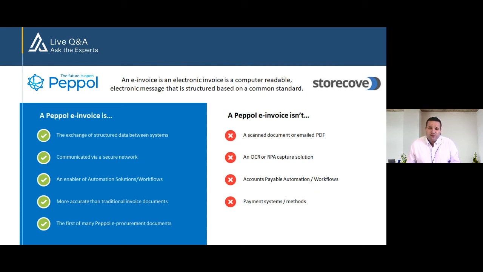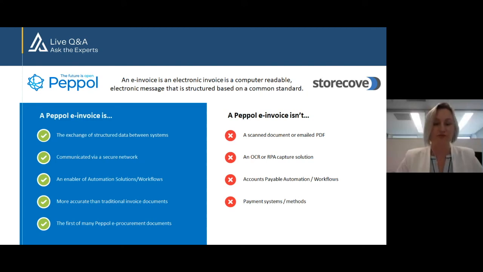And that's one of the main reasons why companies would choose to transact with e-invoices. The consistency and the accuracy of preserving that invoice information as data leads to speed of processing and payment. It enables workflow automation, it improves visibility, and et cetera, et cetera.